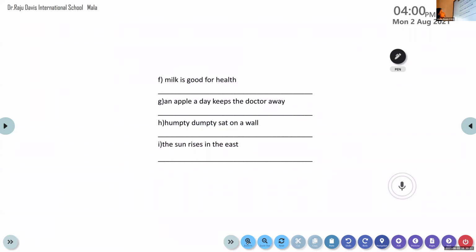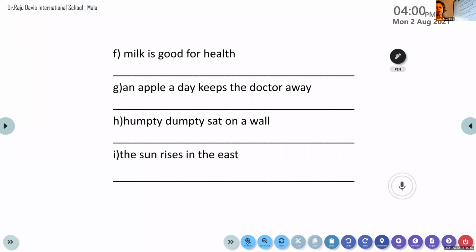So now let's move on to the sentences. We have already discussed page 7 in the last session. Now let's move on to page 8. So all of you please open page 8, all of you.